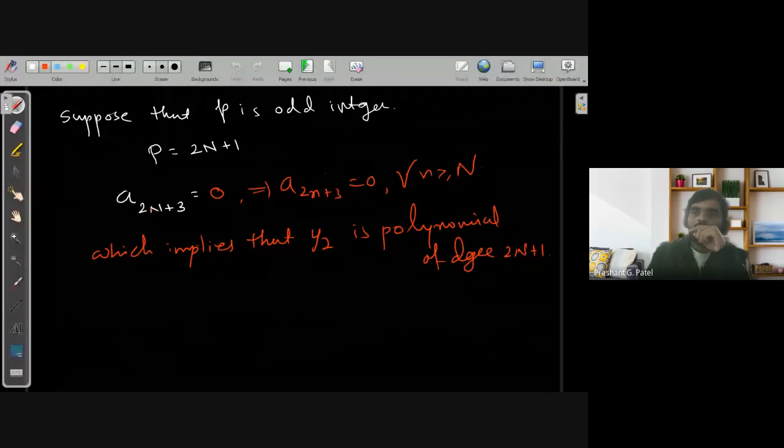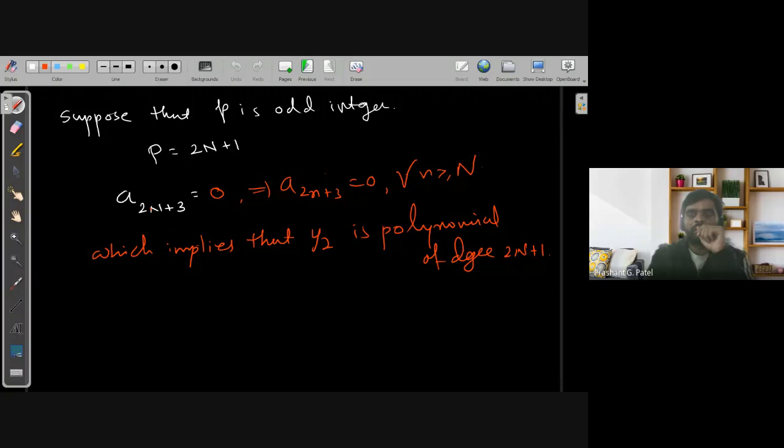that if this p is an integer, then the solution of this Chebyshev equation is a polynomial of degree n, and that polynomial is called the Chebyshev polynomial. Understood?